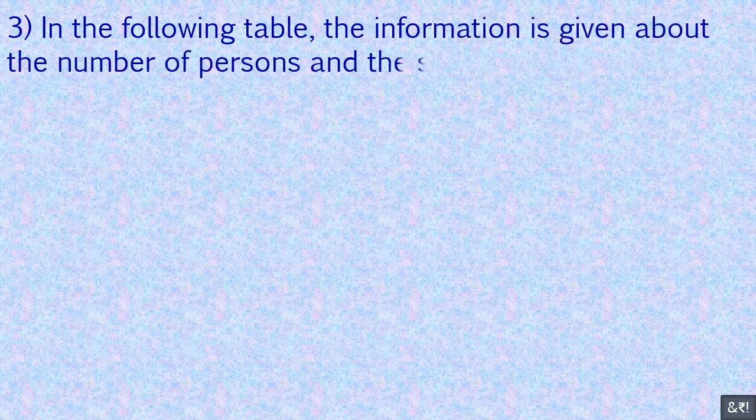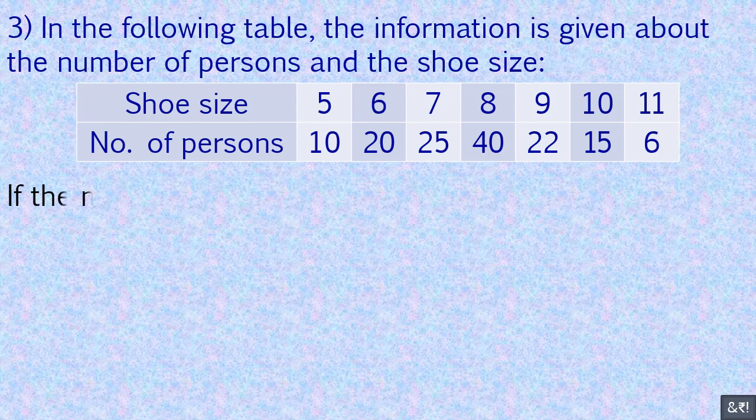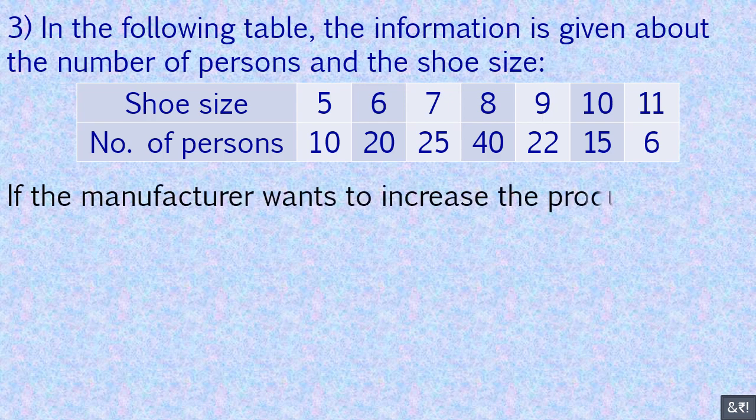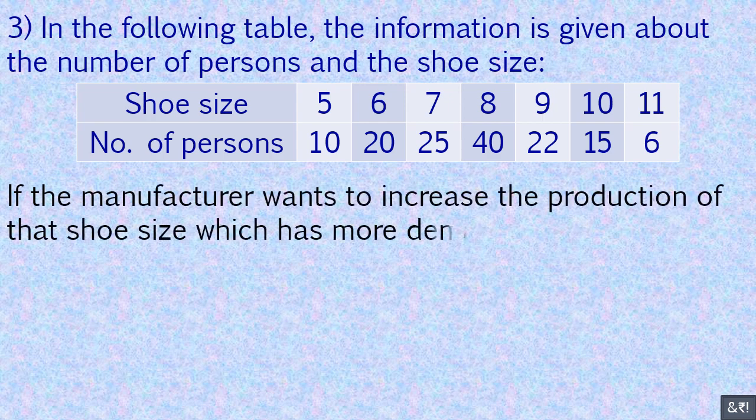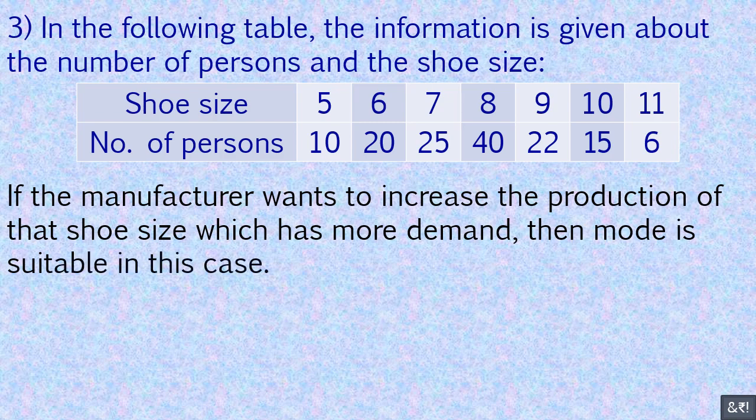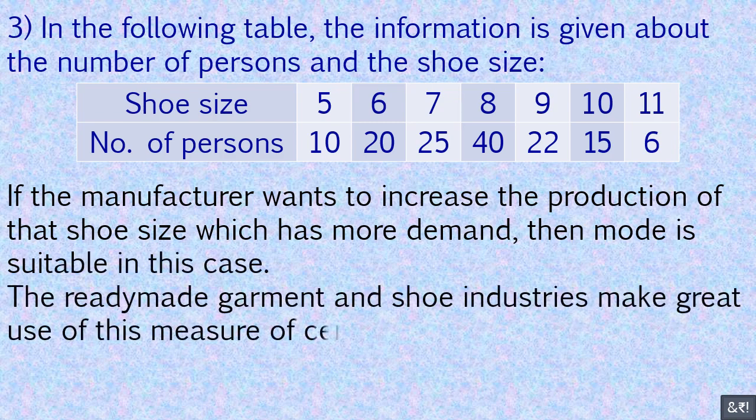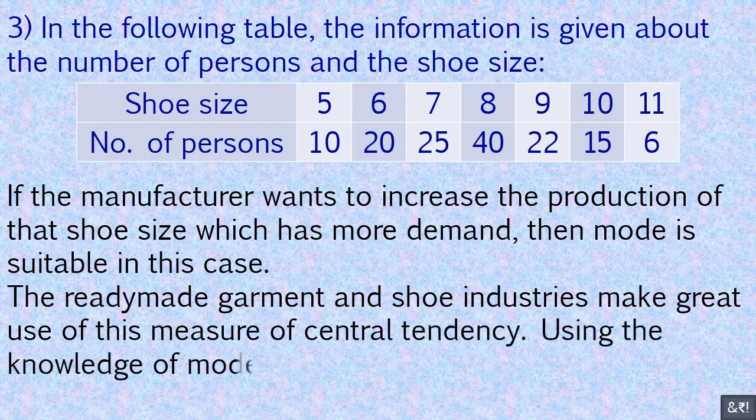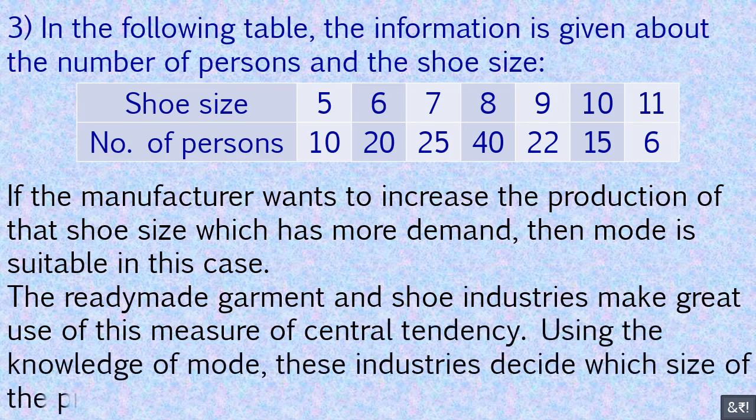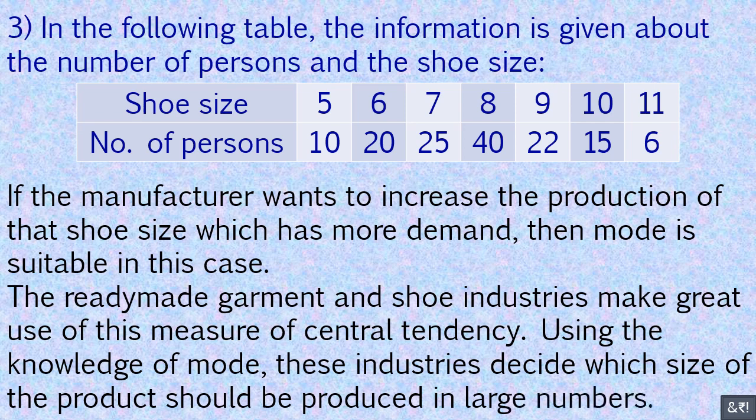Example 3. In the following table, the information is given about the number of persons and the shoe size. If the manufacturer wants to increase the production of the shoe size which has more demand, then mode is suitable in this case. The ready-made garment and shoe industries make great use of this measure of central tendency. Using the knowledge of mode, these industries decide which size of the product should be produced in large numbers. Continued in part 2.